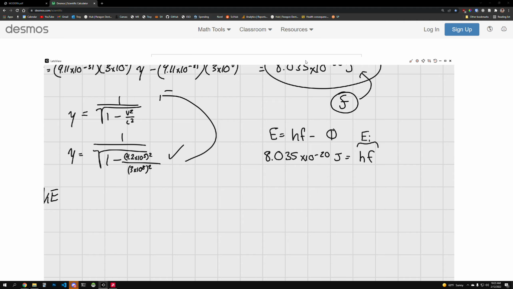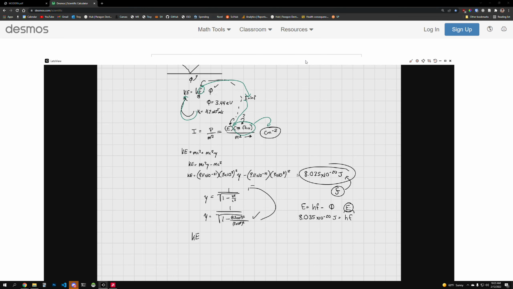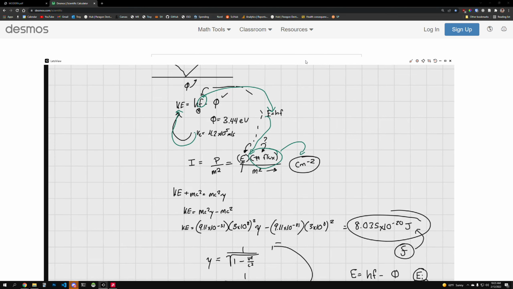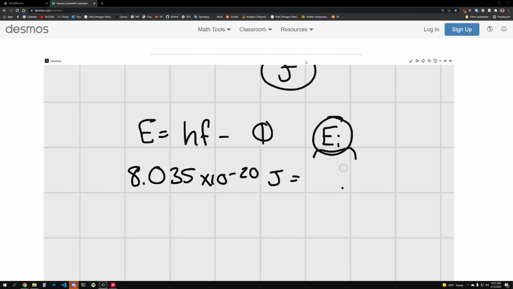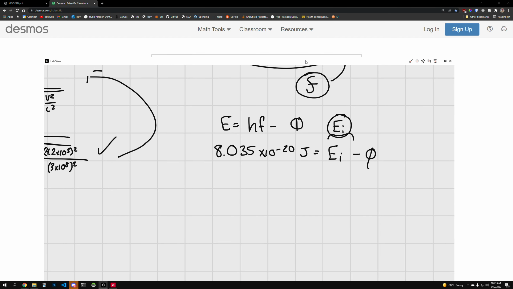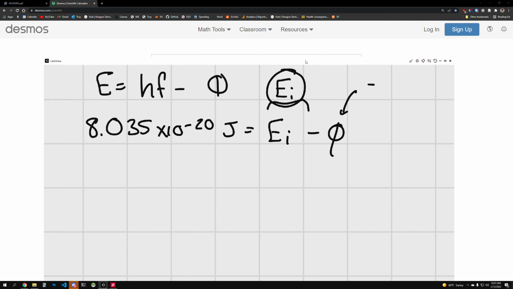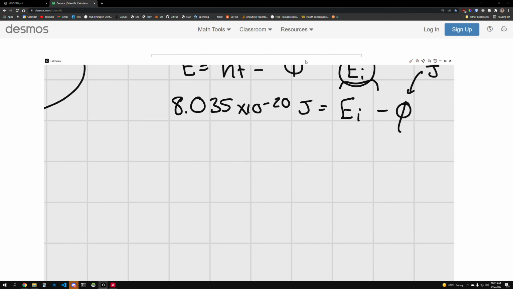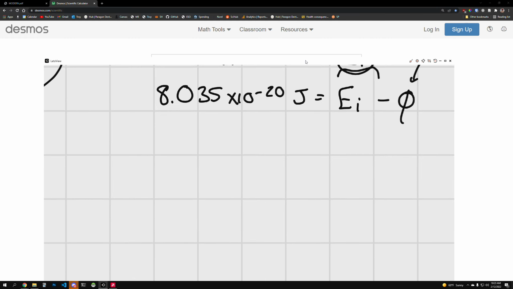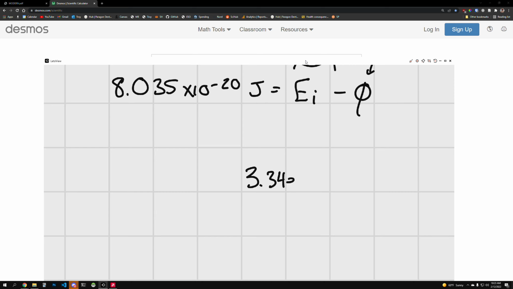So honestly, we don't even need to solve for frequency. We can just solve for incident energy, because we're going to be plugging it in to here, so we don't need frequency. So we'll just replace this with incident energy minus phi. So if we now get our phi in terms of joules, we'll be golden. So we're given that phi is, what is it, 3.34 electron volts, where 1.6 times 10 to the negative 19 joules is equal to 1 electron volt.